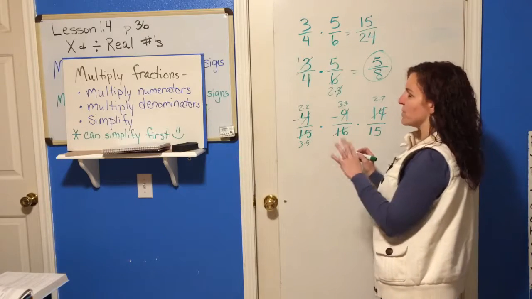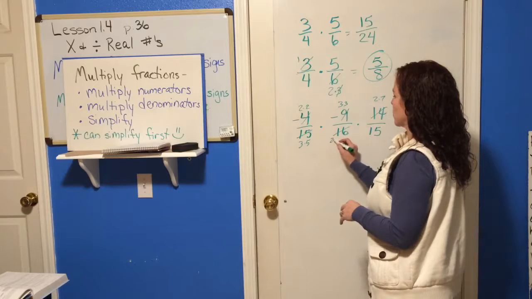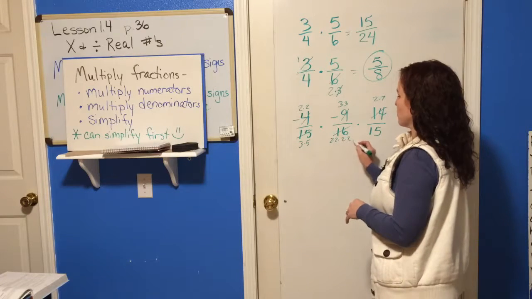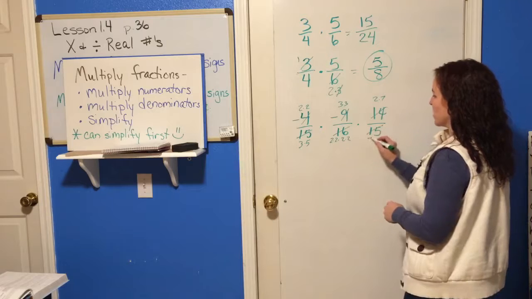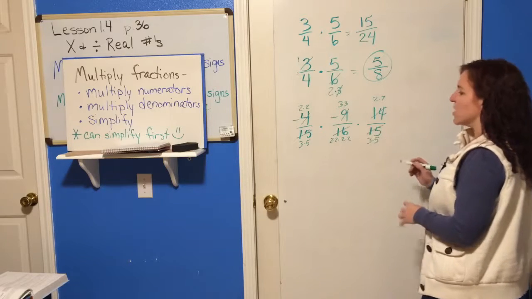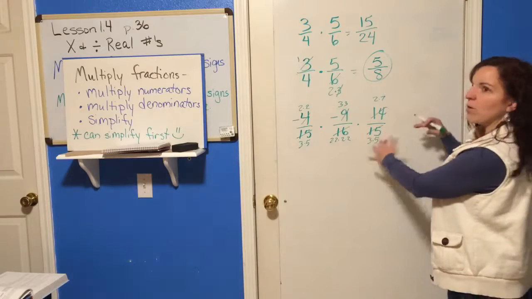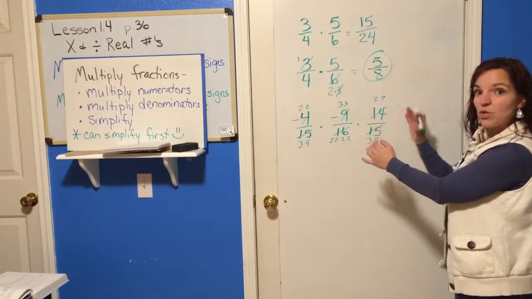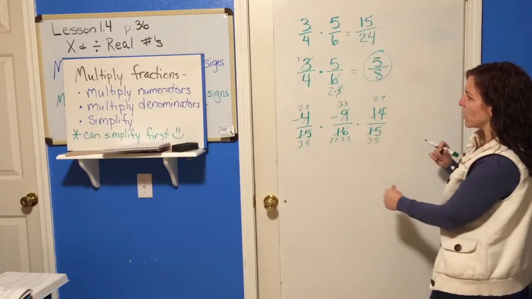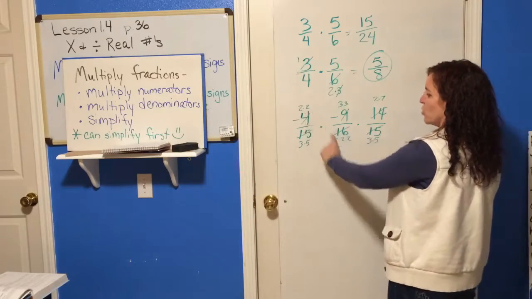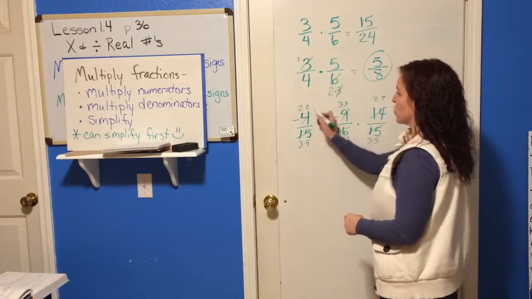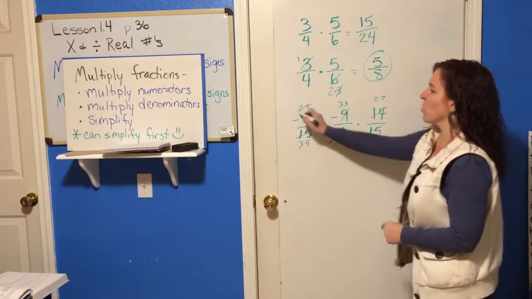16 is 4 times 4, which is 2 times 2 times 2 times 2. And 15 again is 3 times 5. So then you can either multiply all of those out and then do this reducing, or you can reduce here and you can say, ooh, I've got 2 2's here. Let's mark out 2 2's there. So you got a 1 left here.